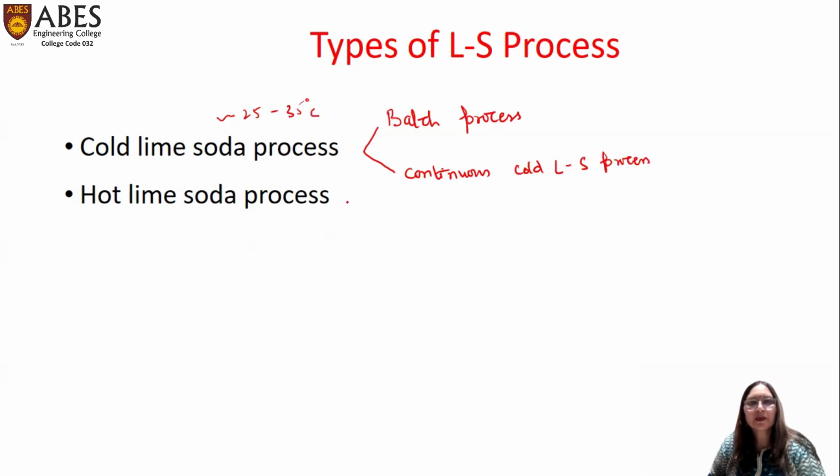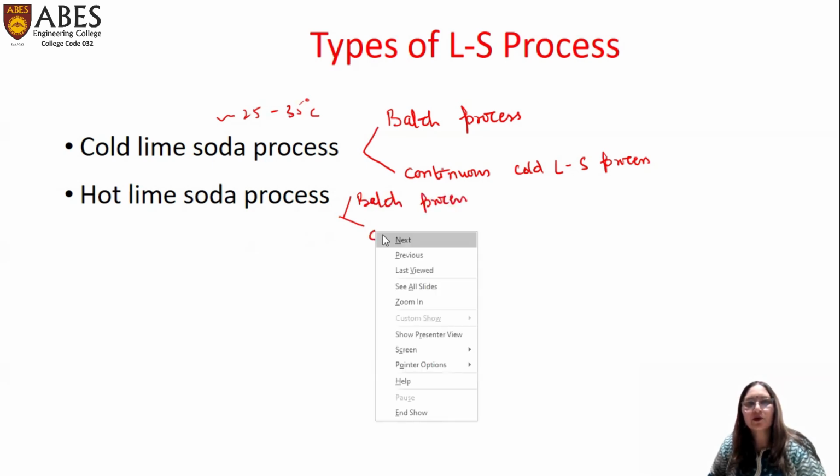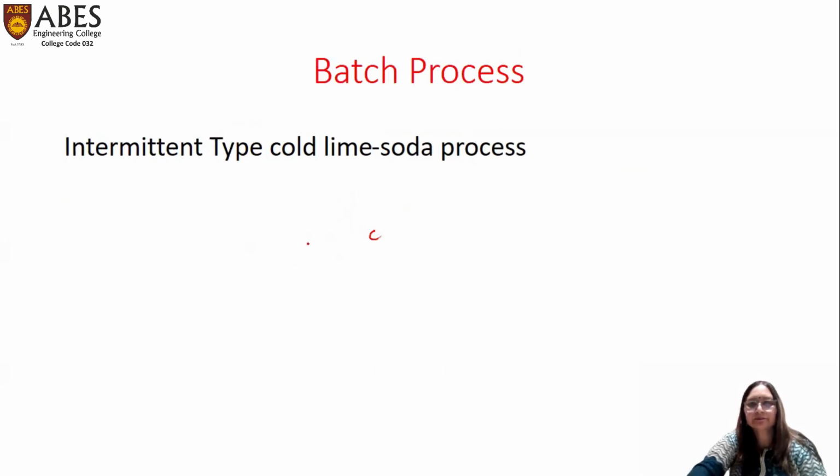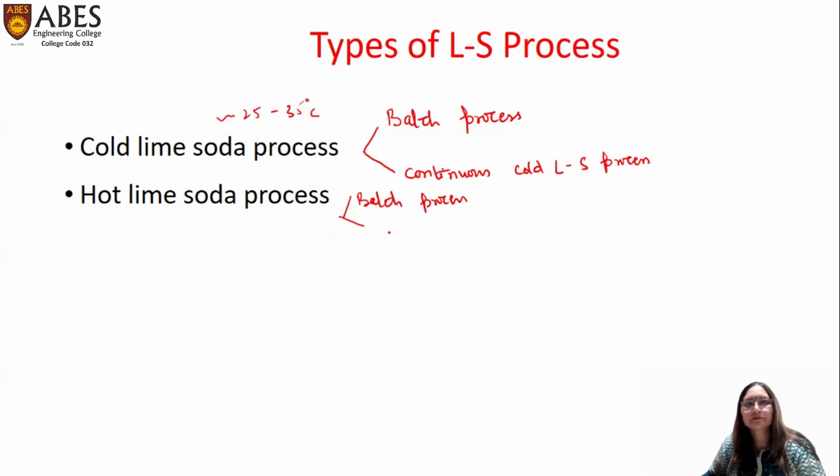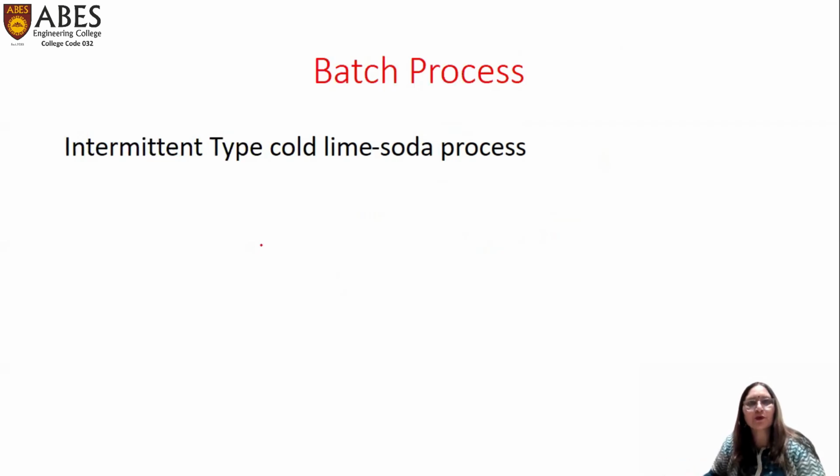Hot lime soda process is further subdivided into two types. Number one, batch process, and second is continuous hot lime soda process. First, I'm going to discuss batch process. Batch process is also called the intermittent process.